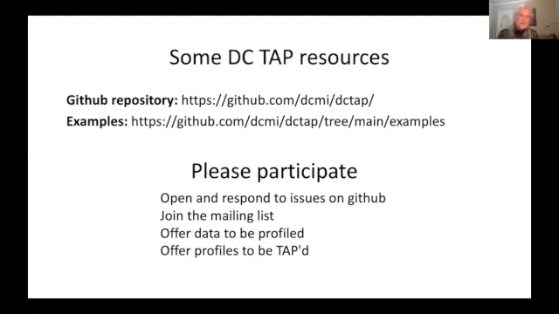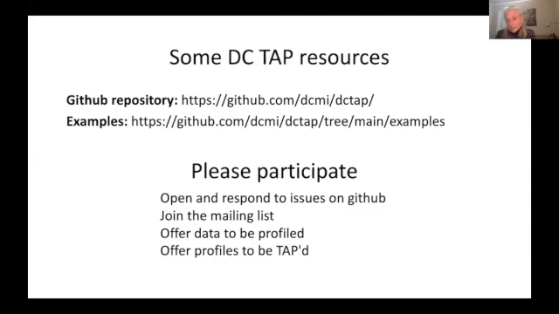So I want to give you some of the resources. Everything is on GitHub under Dublin Core Metadata Initiative, DC TAP. What we have there, we have a primer, we have the vocabulary, and a document that defines each of the vocabulary terms. We have examples, and we have the vocabulary itself in RDF.